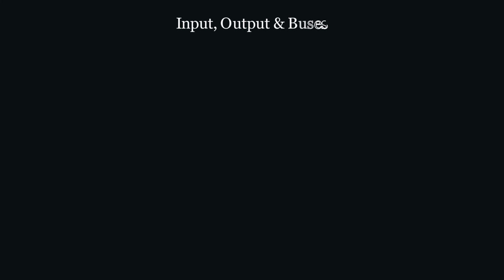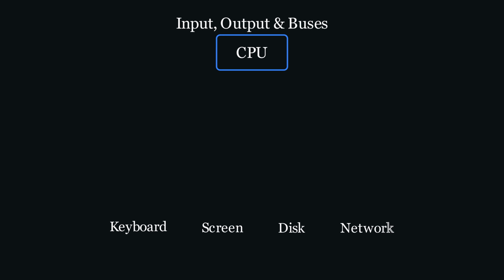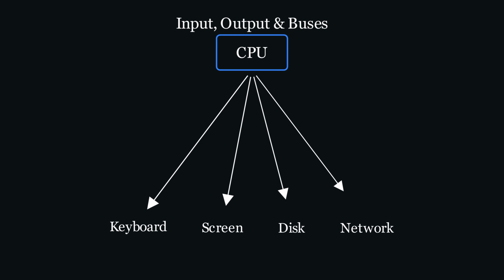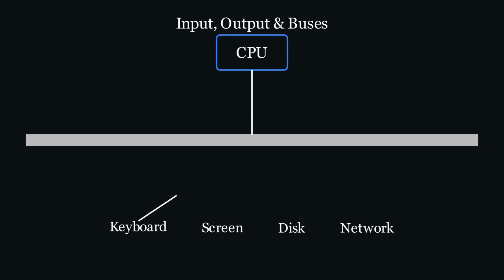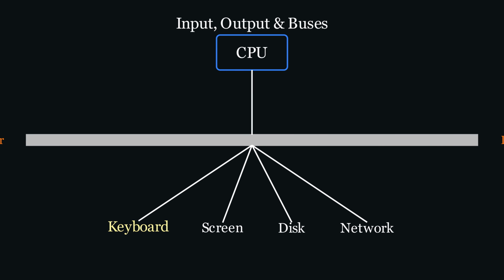The CPU doesn't just compute, it has to talk to everything else too. Keyboards, screens, disks, and networks. That communication travels over buses, shared electrical pathways connecting components, carrying both data and instructions back and forth. Every keystroke, every pixel drawn to your screen is a message sent over one of these buses to or from the CPU.